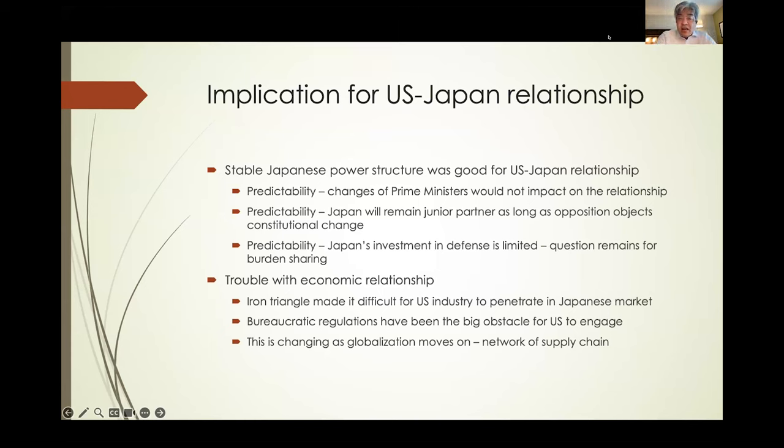So, for example, in 2010, a Chinese fishing boat collided with a Japanese Coast Guard vessel. And when the Japanese Coast Guard arrested the captain of the fishing boat, China stopped the export of rare earth minerals to Japan. That was one form of economic coercion, using the economy as a weapon to change the course of behavior of the Japanese government. And in fact, that was during the DPJ government, and the DPJ gave up the sovereign rights and released the captain of the ship.